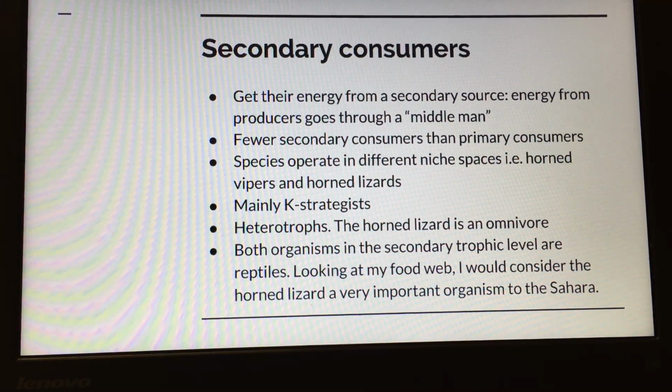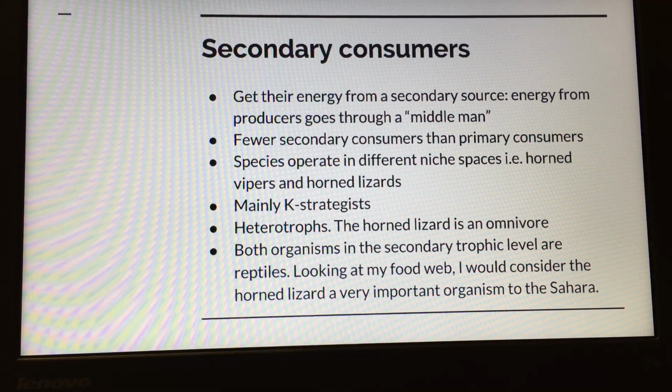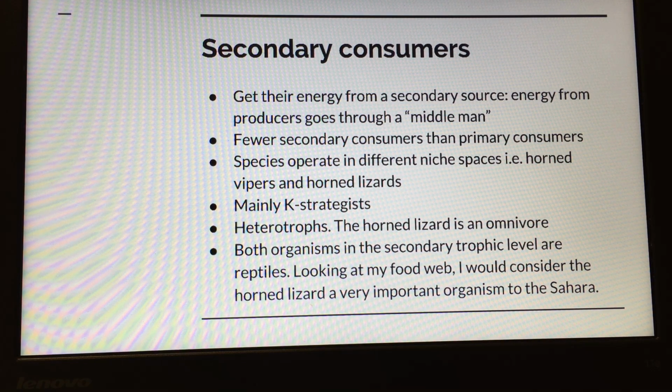Secondary consumers get their energy from a secondary source, the middleman, which is the primary consumer. There are fewer secondary consumers than primary consumers, following that pyramid idea. The species operate in different niche spaces, such as horned lizards and horned vipers. They are both reptiles, but they have different diets, reducing interspecies competition and allowing both species to live in the same environment. They are mainly K strategists.